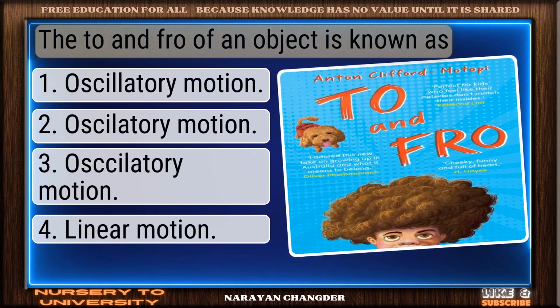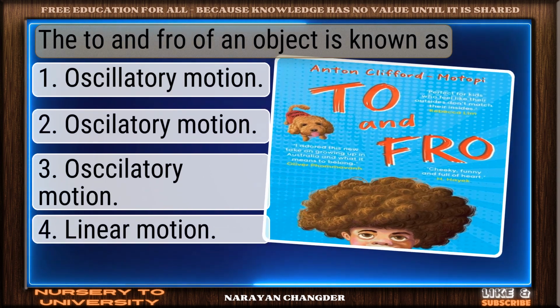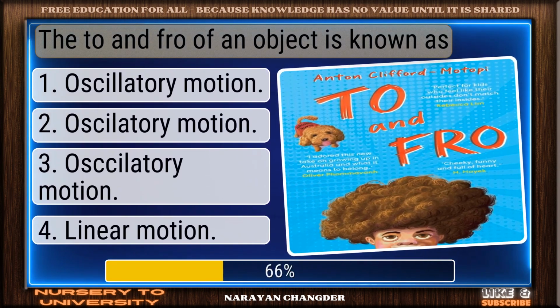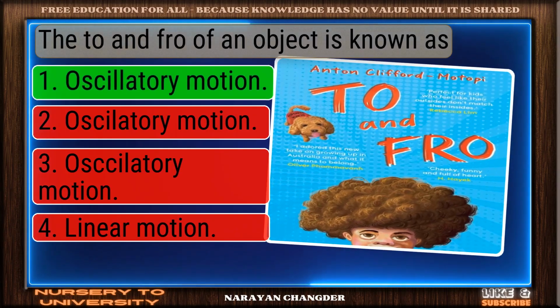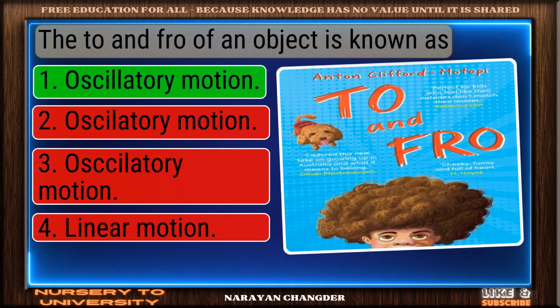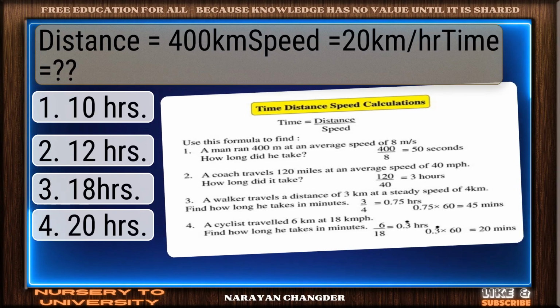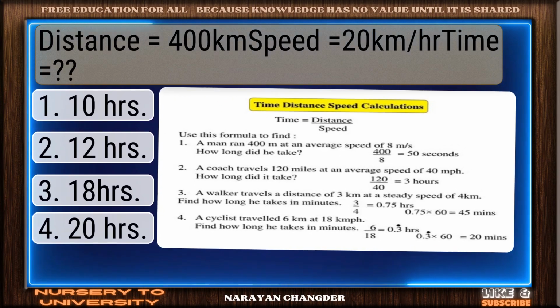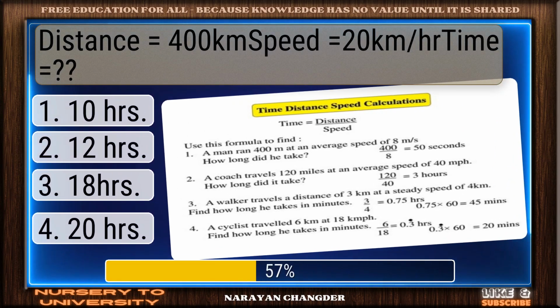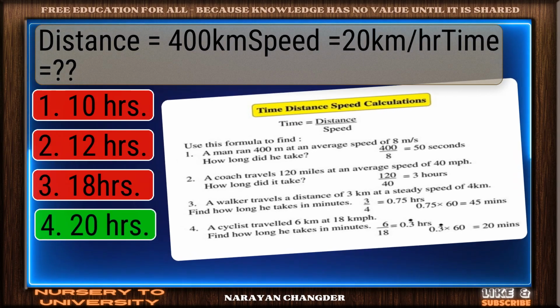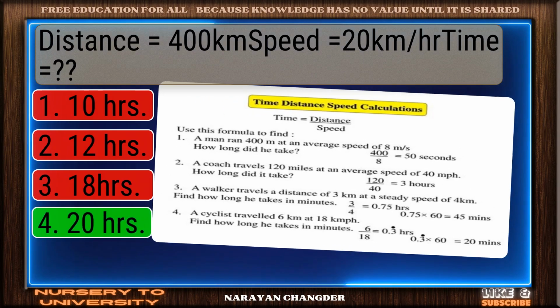Question number 109. The to and fro of an object is known as. Exactly. Oscillatory motion makes sense, and it is right choice. Question number 110. Distance equal to 400 km, speed equal to 20 km, time equal to. Great job. 20 is the accurate answer.